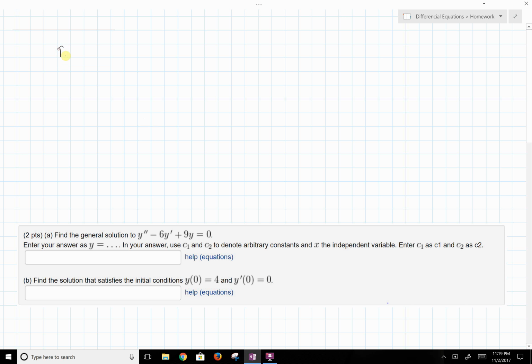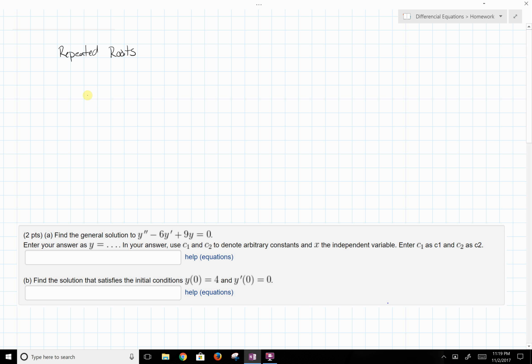Today I'm going to be going over repeated roots for linear differential equations of the second order. Just some quick housekeeping things that I'm going to go over in case you haven't been using this.